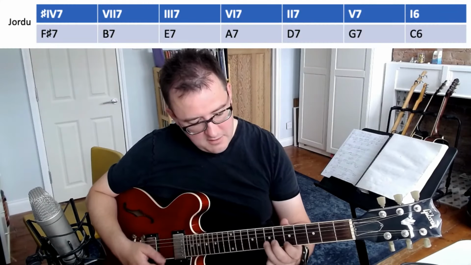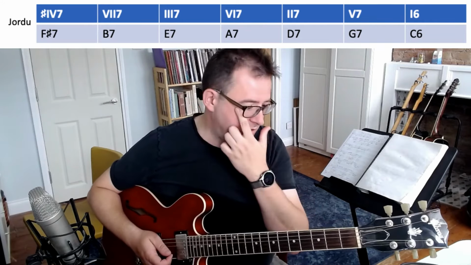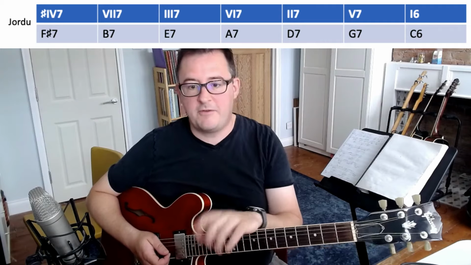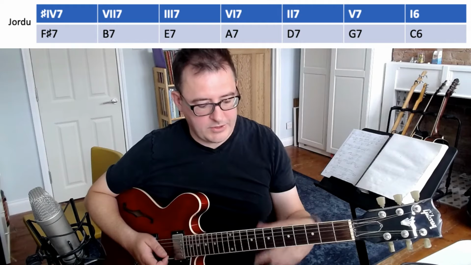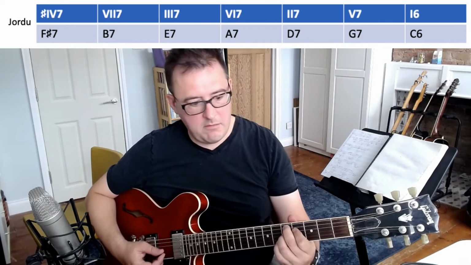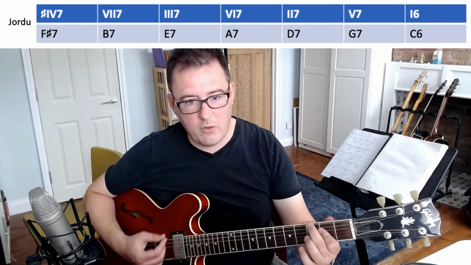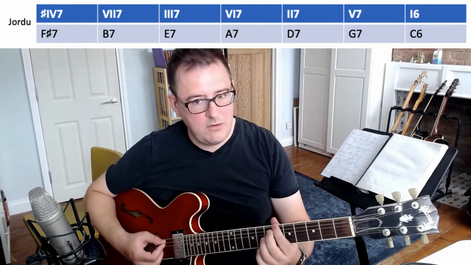And then that's another way you can map those changes. It's not the easiest. A particularly extensive example would be that from Jordu, which goes like this. So it goes all the way from the sharp 4, so it doesn't even stay in key. That's a particularly pronounced example. But those things can give you pause for thought sometimes.